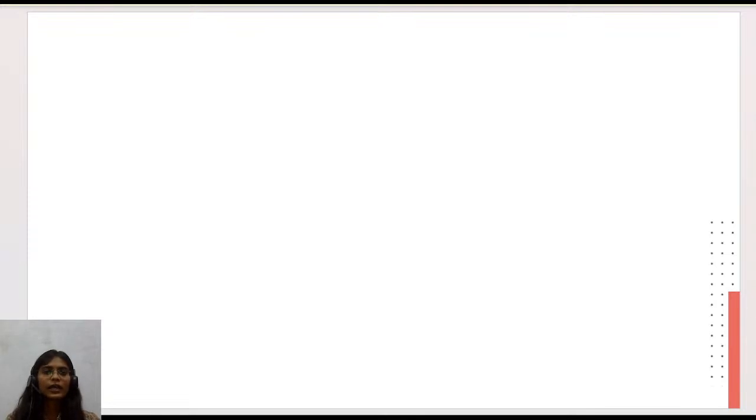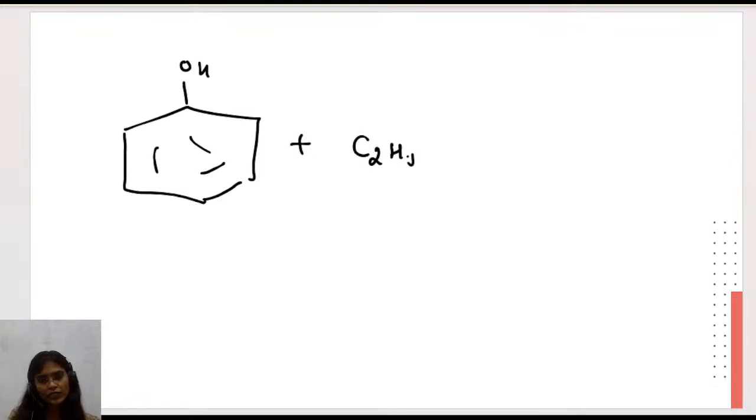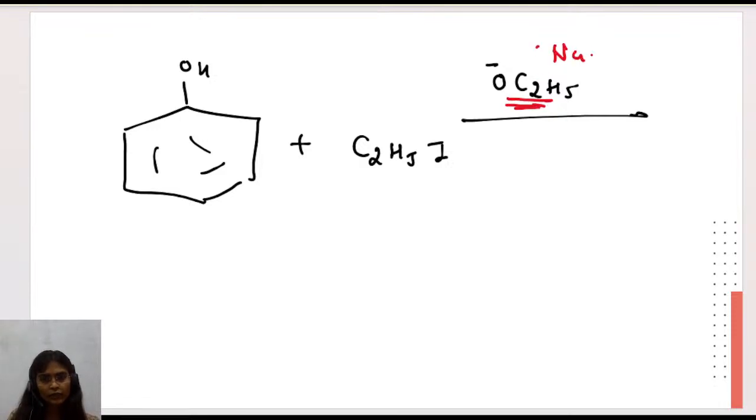Listen, Deshika, this is a normal phenol. First of all, this is a phenol. And here, this is C2H5 and iodine. And in this case, this is C2H5 and O negative. So obviously it is behaving as a nucleophile. In this case, the thing we are checking for is the attacking reason at every point.